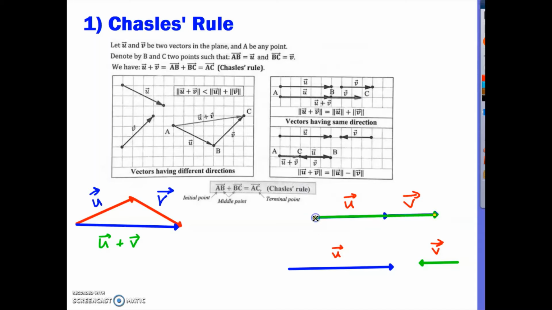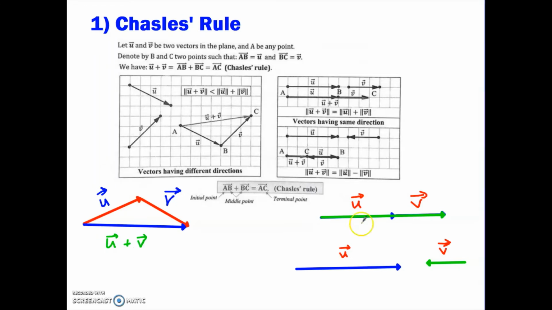Just move it like this. Okay, so this is the resulting vector in green. This vector is u plus v. Now, what if the vectors have opposite senses? They have the same direction but opposite senses. We can take one of them and move it in such a way that the ending point of the first is the starting point of the second. Okay, so the ending point of u is the starting point of v. So I put them in such a way.